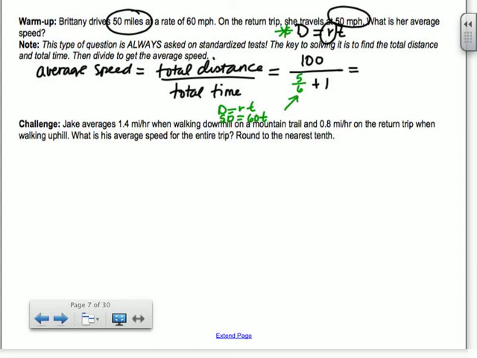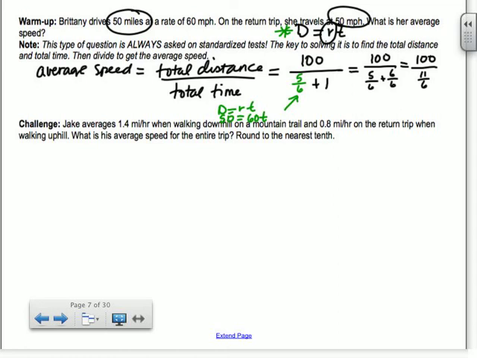Then we solve it out. So I have 100 over 5/6 plus 1. So that's 100 over, we're going to think of it as 5/6 plus 6 over 6. So it's 100 over 11 over 6. Do you guys remember when we had these complex fractions? That's what they're called, fractions within fractions. So how can I rewrite that?